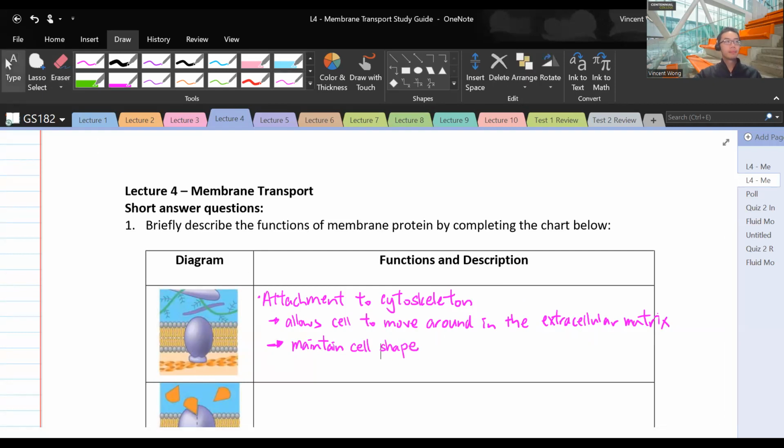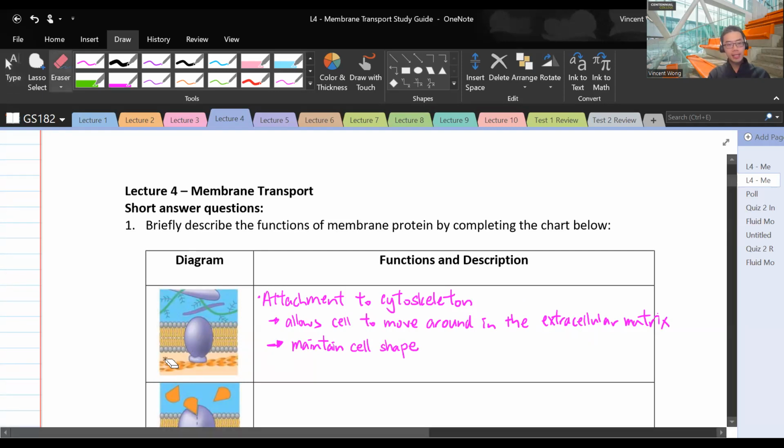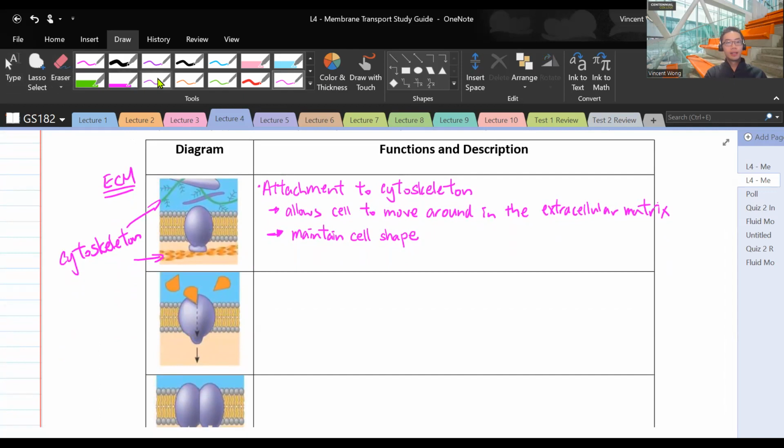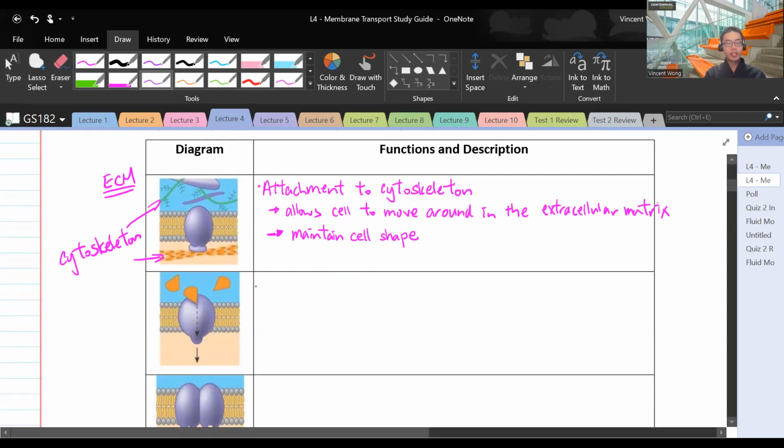That's the first function. So you can see here, this is the protein, and all these fibers, all these green things, yellow things, these are the cytoskeleton. Okay, this is the inside of the cell, and out here, that's the extracellular matrix, the ECM. All right, second function here, it is for cell signaling.